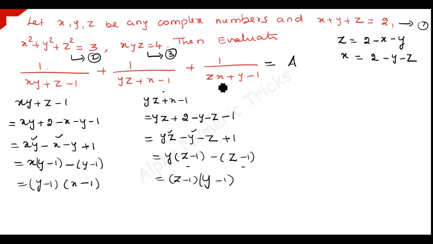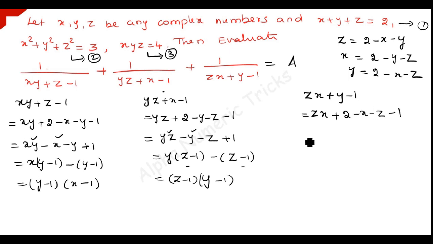In the same way, we rewrite this also. So here zx plus y minus 1 is equal to zx plus y, which can be written using equation 1, y is equal to 2 minus x minus z. So here we have 2 minus x minus z, and this minus 1 you have to write. And here zx minus x minus z plus 2 minus 1 is plus 1.